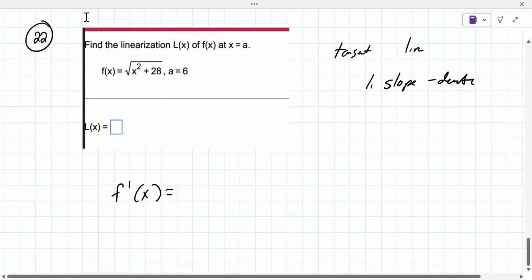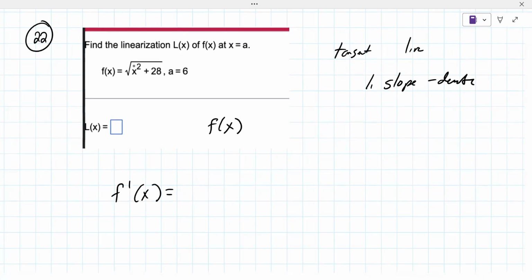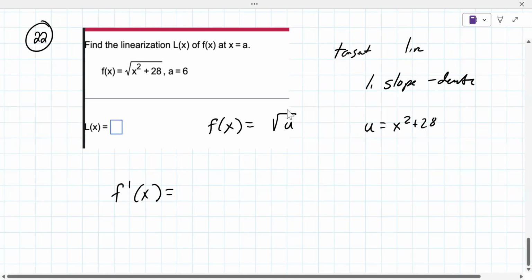Now it's really a chain rule derivative. So f of x is really the square root of u, where u equals x squared plus 28. The chain rule part is you take the derivative of the outside function, square root of u, multiply it times the derivative of the inside function. Does that sound familiar to you? Yes, it does.